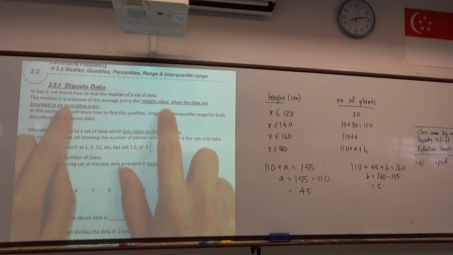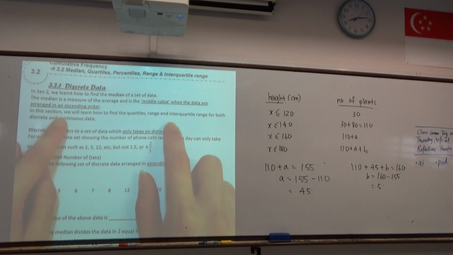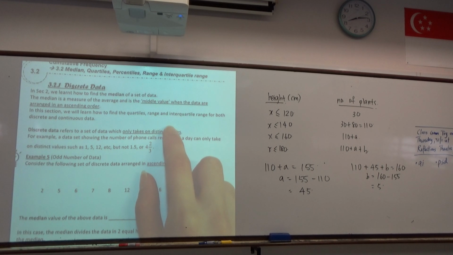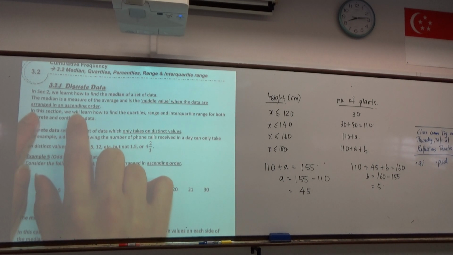So earlier on, in Sec 2 we have already learned how to find median. You remember what is median? How to find median? It is the middle data value, right? And then of course we need to arrange it in ascending order first.